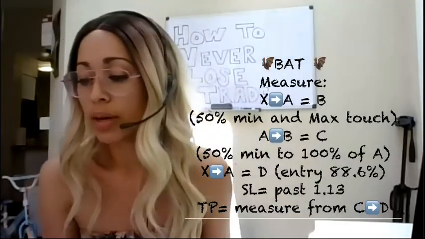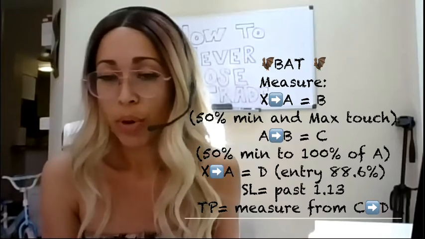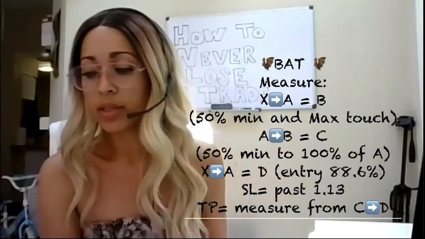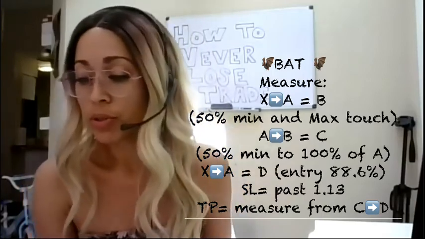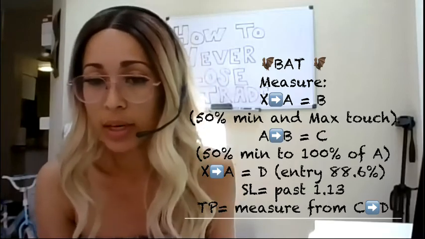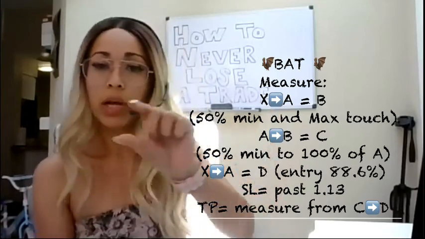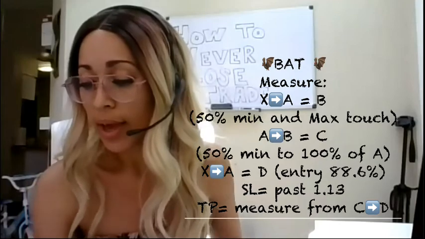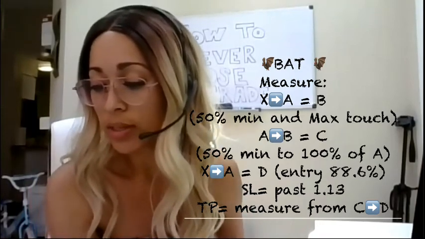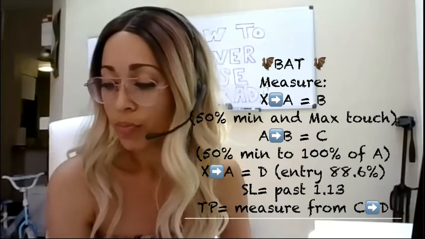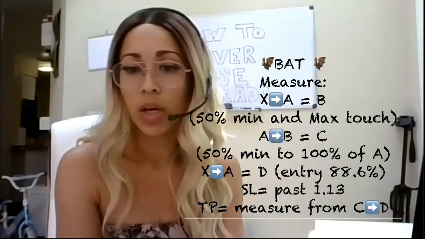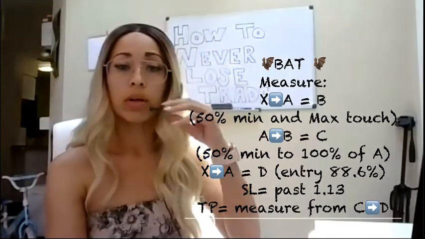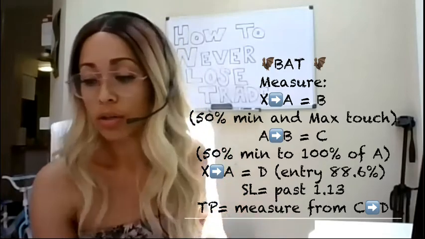What we're going to write down is that measuring from point X to point A is going to give us point B, and that is equivalent to 50% minimum and a maximum touch. So that's one whole line that we'll write there. And then on the next line, we're going to write point A to point B is going to give us point C. Now that is equivalent to a 50% minimum touch to a maximum of 100% of point A. And I am going to show you how this looks on a live chart right after this.